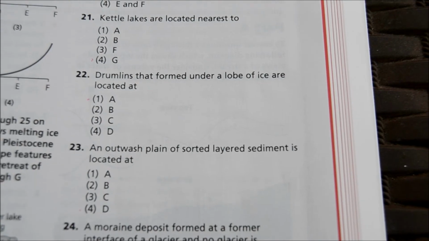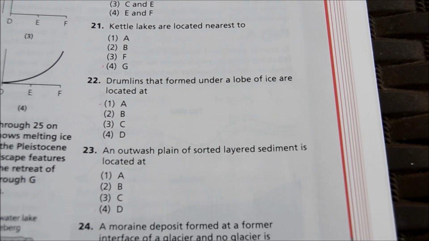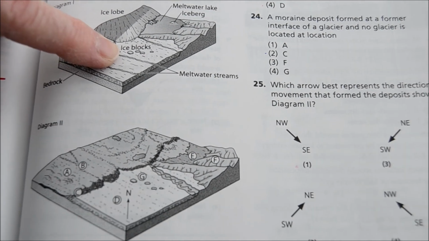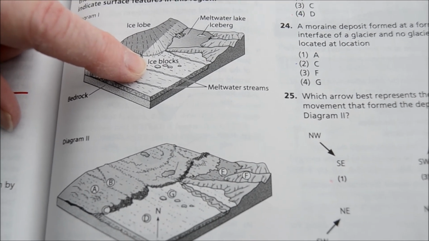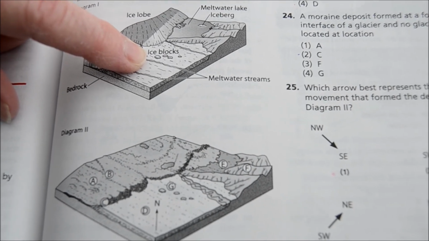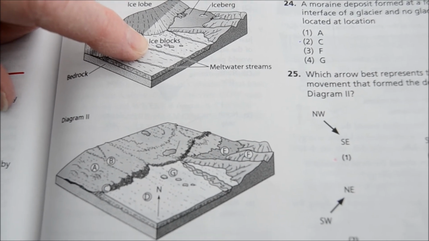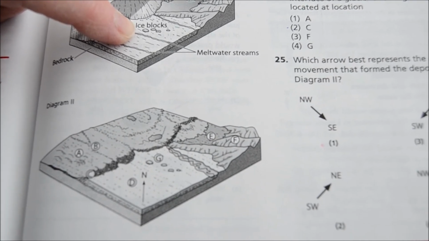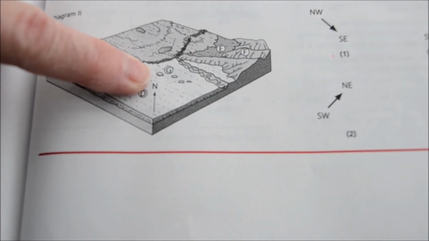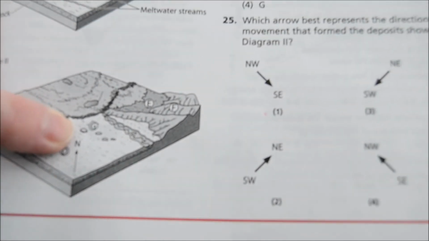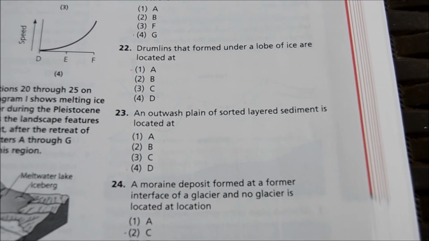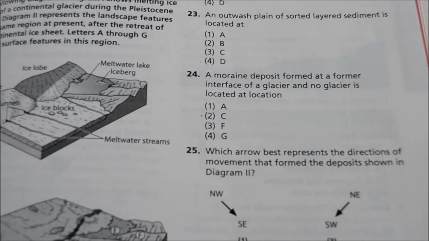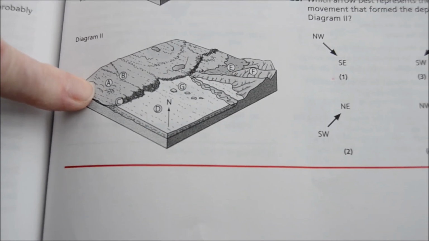21. Kettle lakes are located nearest to, if I go back to my diagram, my ice blocks. When the ice comes off and sits in that loose sediment, remember, it's like you standing in wet sand. It's going to put a little bit of pressure there. It's going to sink. Over time it's going to melt. So that's going to be choice G. 22. Drumlins that are formed under a lobe of ice are located at, well, we just talked about this one, the letter A.